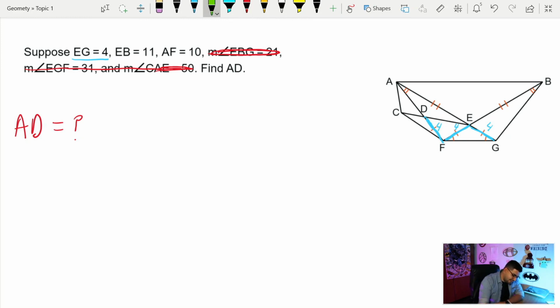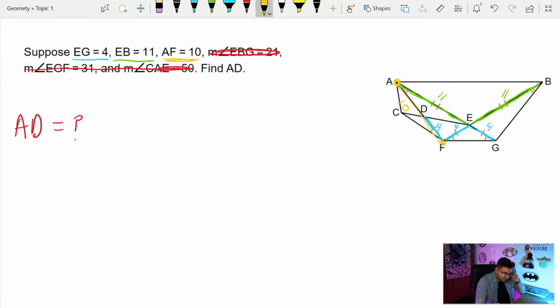Let's see what they say about EB. So EB, this line with 2 tick marks, is the length of 11. That means any other line in here that has 2 tick marks is also 11, and I see one more, which is line segment AE, that has a length of 11. Now the last piece they give me is AF. They say AF has the length of 10. So from point A to point F, this distance right here is 10.